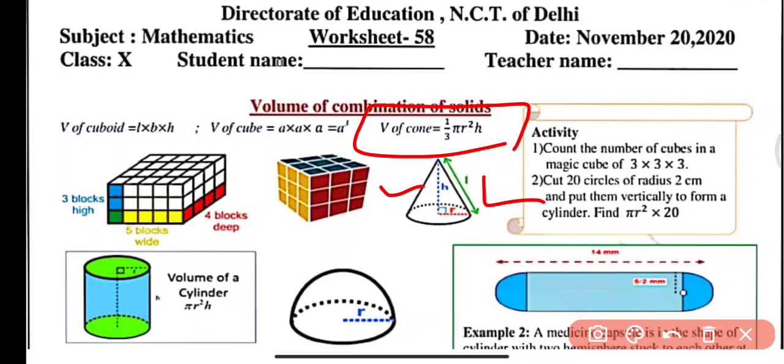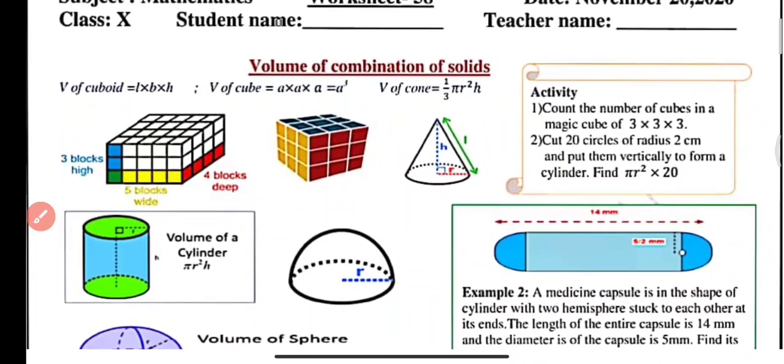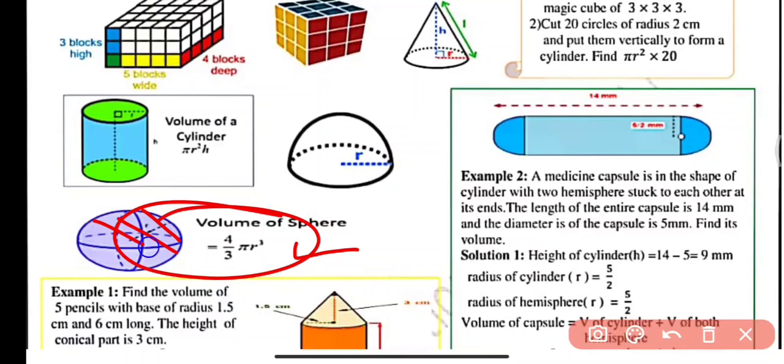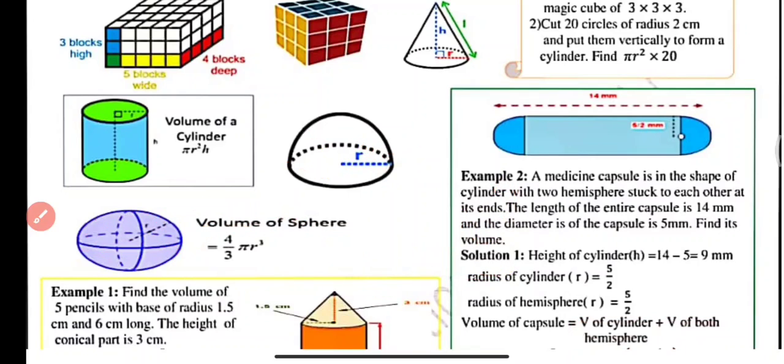Here h is the height of cone, r is the radius of cone, and l is the slant height. Now how to find the slant height? Slant height will be under the root r square plus h square. So now sphere. Volume of sphere will be 4/3 pi r cube. Volume of sphere means space occupied by the sphere. Now volume of hemisphere will be half of the volume of sphere, that is 2/3 pi r cube cubic unit. This is hemisphere. So these are the formulas.